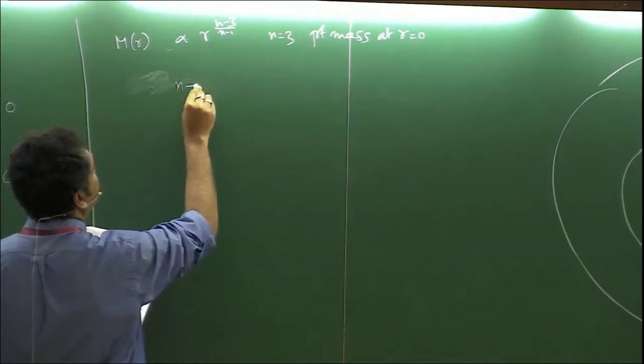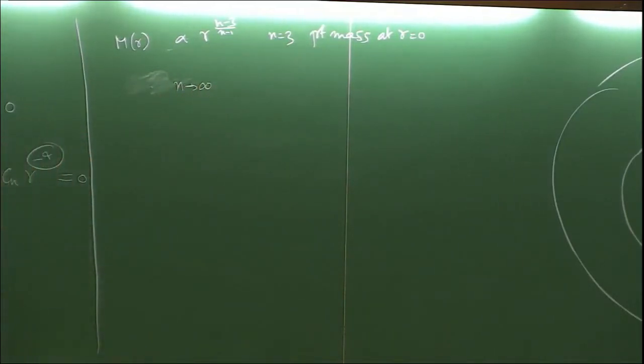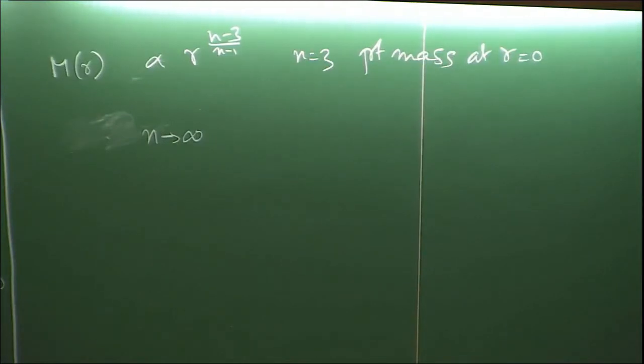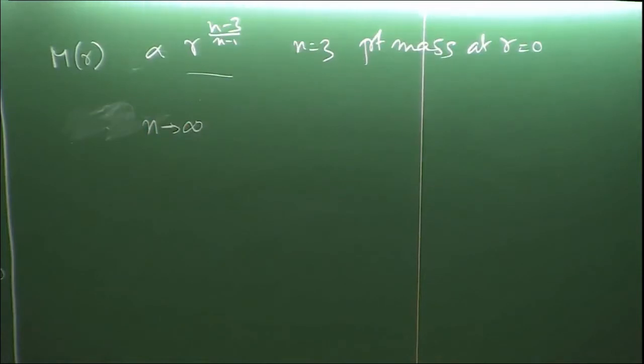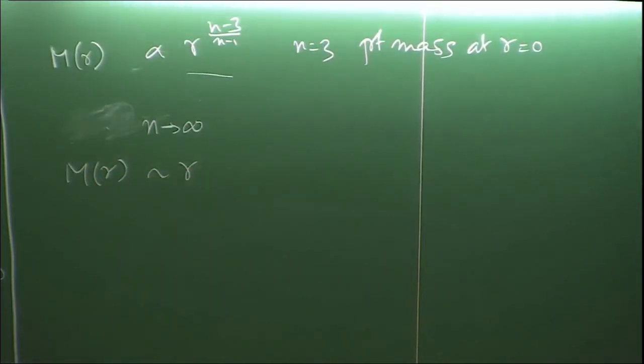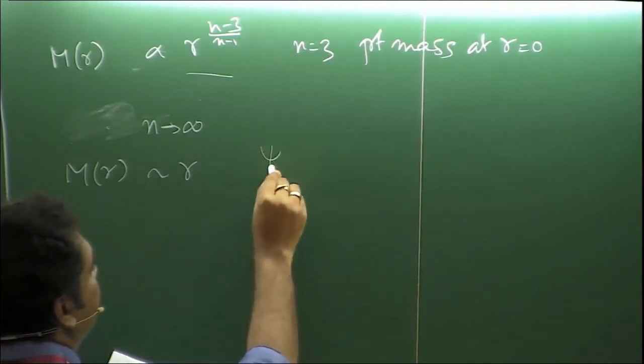How about n goes to infinity? So when n is infinity, M of r is proportional to r. Right? So this gives you potentials that look like log r.